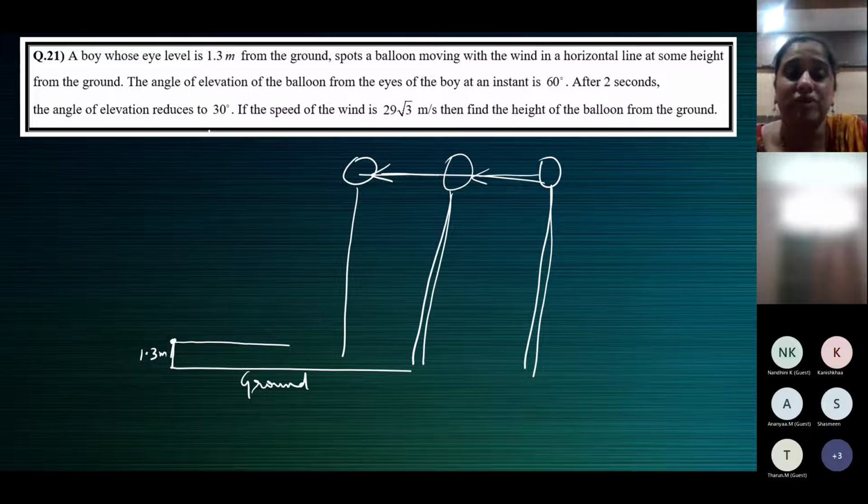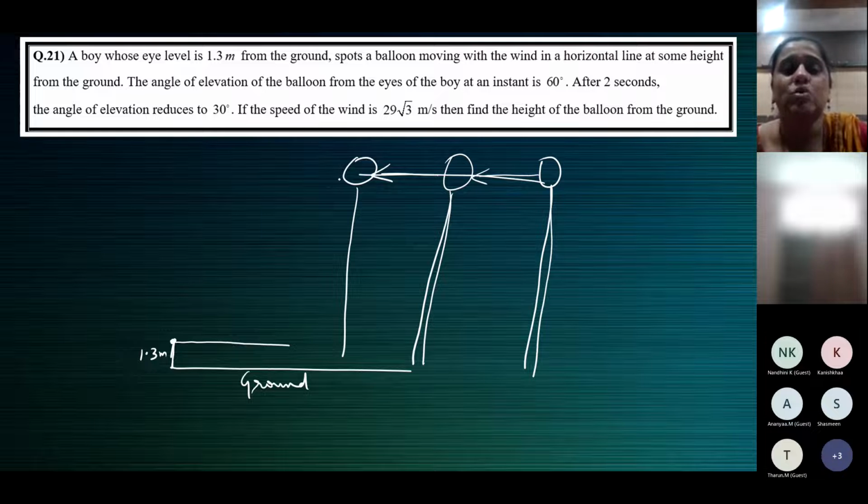So when the angle of elevation reduces, that means the balloon is flying away from the eye of the observer. Because if the balloon is coming towards the boy, then he has to raise his head and look higher up to look at the balloon, in which case the elevation will increase. If the balloon were moving towards the boy, the angle will increase.